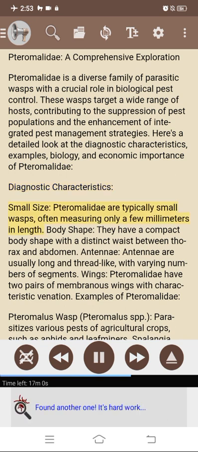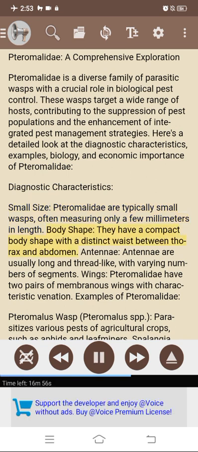Diagnostic characteristics. Small size. Terra melody are typically small wasps, often measuring only a few millimeters in length. Body shape. They have a compact body shape with a distinct waist between thorax and abdomen. Antennae. Antennae are usually long and thread-like, with varying numbers of segments. Wings. Terra melody have two pairs of membranous wings with characteristic venation.